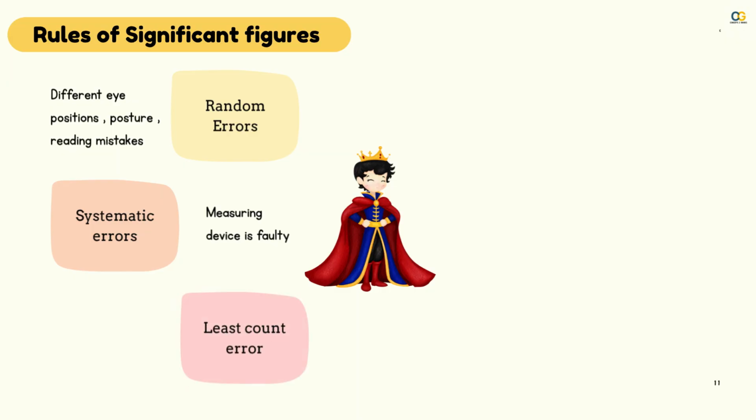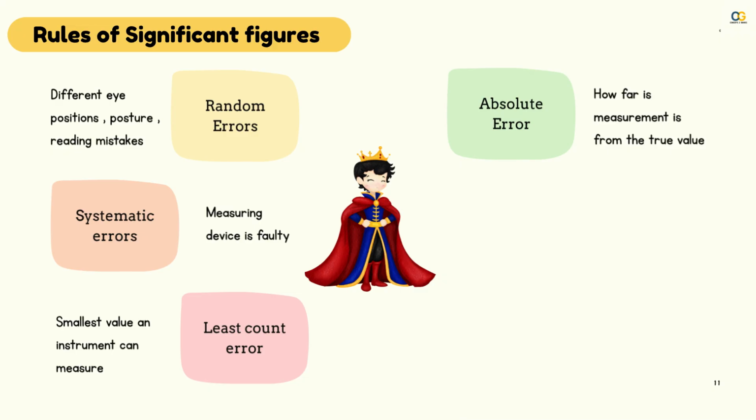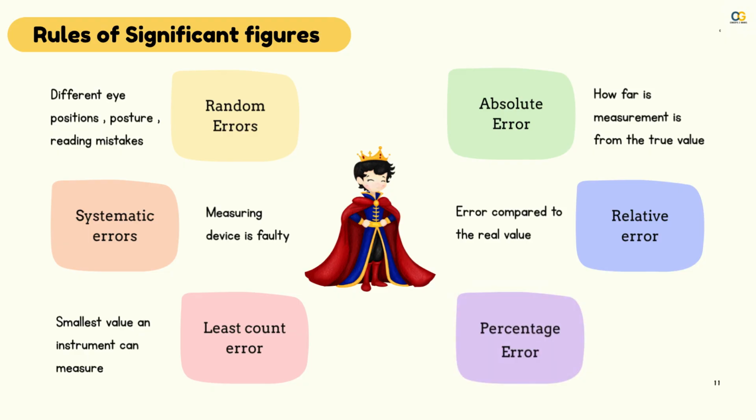In least count errors, least count is the smallest value that an instrument can measure. So measuring something below the least count of the instrument can cause least count error. Absolute error is how far the measurement is from the true value, and relative error is the absolute error compared to the real value, and percentage error is relative error expressed in the form of a percentage. These were the different kinds of errors that we saw.